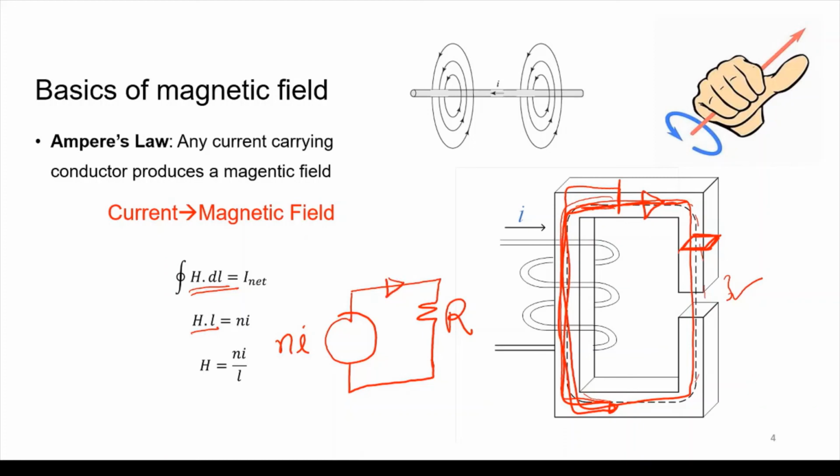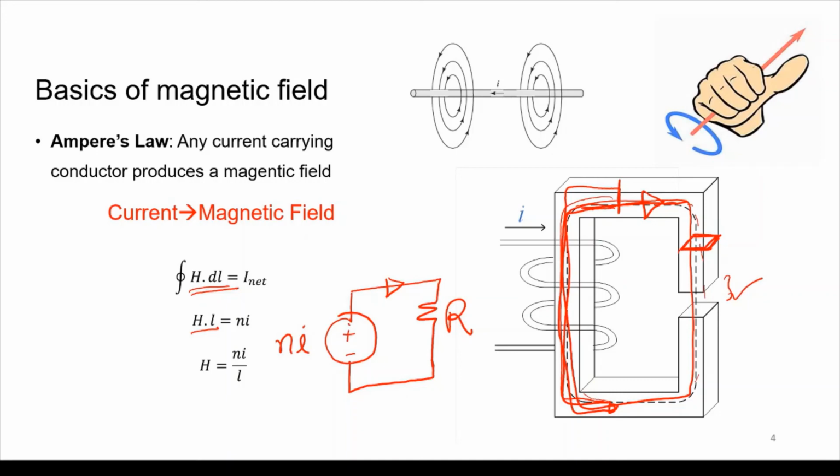So what will be the sign for the MMF? Now inside the source, the flux will flow from negative to positive. So this should be the convention for the MMF. And outside the source, the flux flows from positive to negative. So using this convention, we can draw an equivalent magnetic circuit.